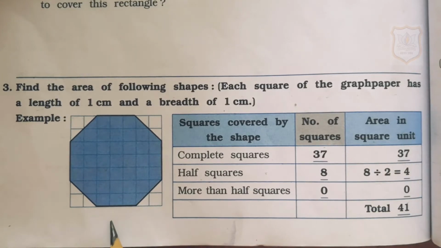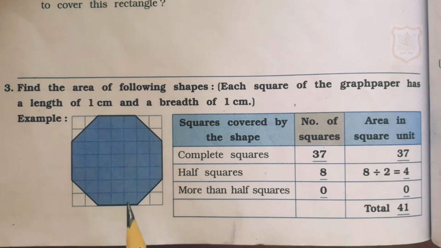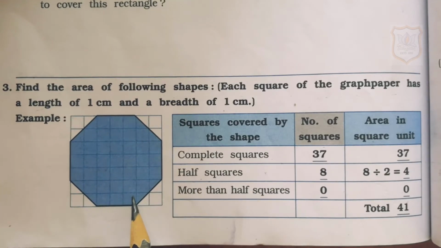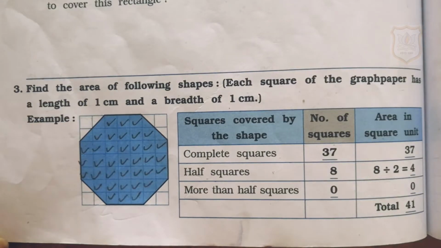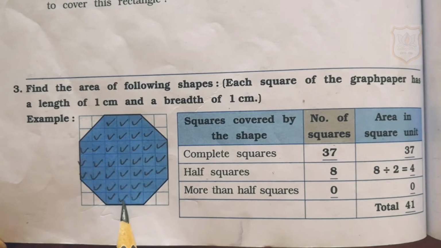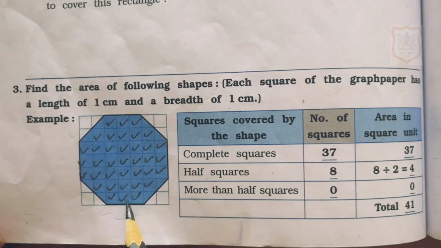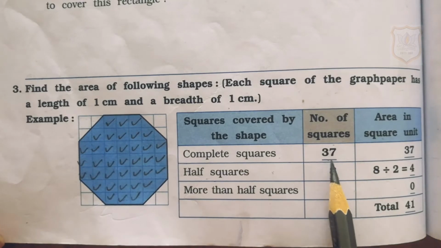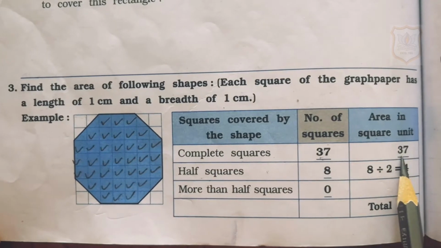So first we have to find out how many complete squares are there in this figure. So we will put a tick mark on the complete squares. In this way, first we have to put a tick mark on all the complete squares, then count how many complete squares are there. If we count all these tick marks, we will get 37. So complete squares are 37, and in area in square unit also we will write 37.